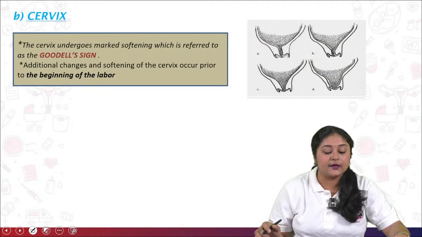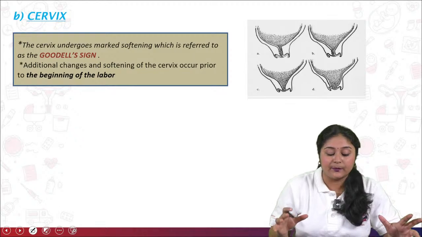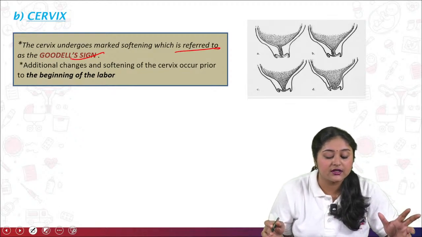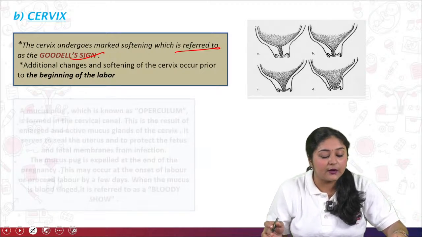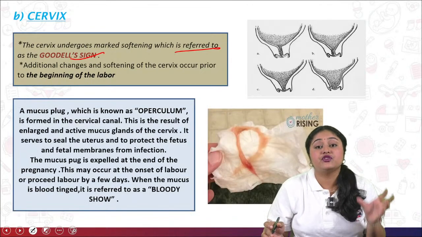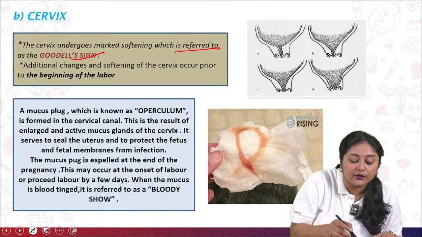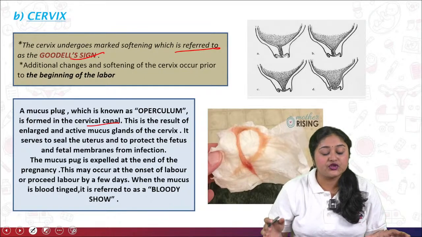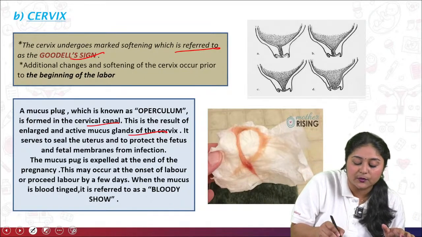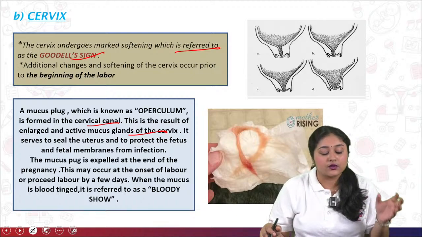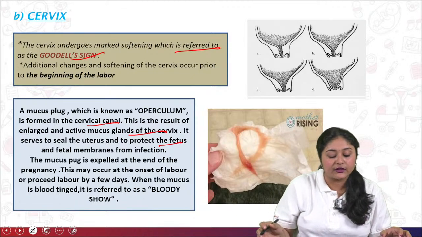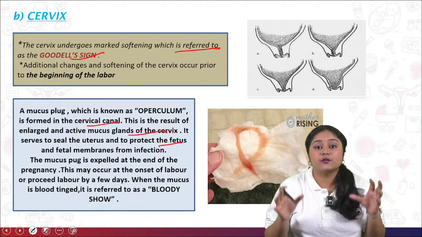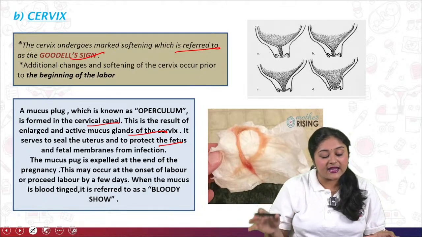The cervix undergoes a period of softening, which is referred to as Goodell sign, and additional softening of the cervix you can see at the beginning of labor. A mucus plug, which is known as the operculum, forms in the cervical canal as a result of the enlarged and active mucus glands of the cervix. It serves to seal the uterus and protect the fetus and the fetal membranes from any kind of infection. This mucus plug is expelled at the end of pregnancy.